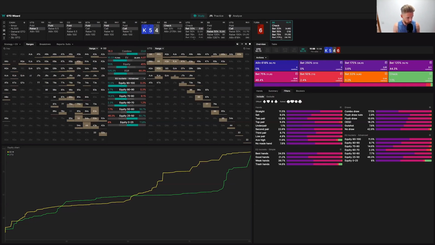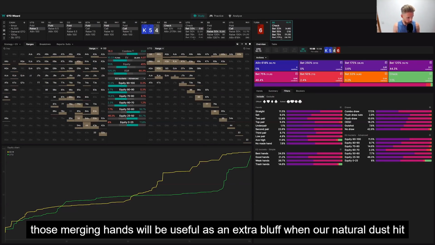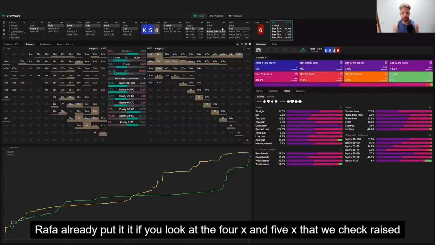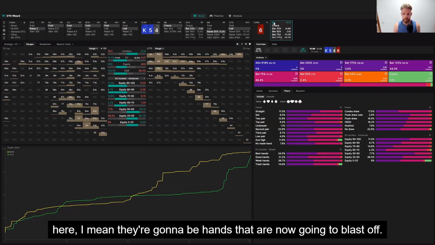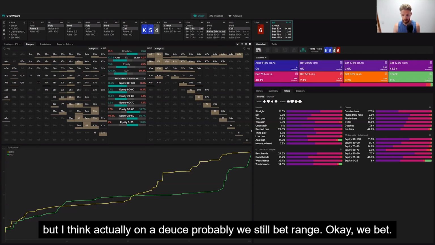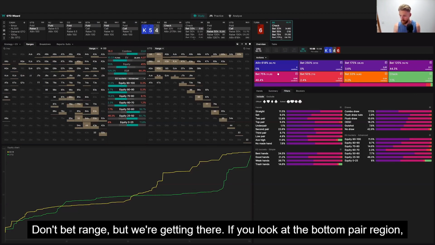Okay, those merging hands will be useful as an extra bluff when our nuts hit on the turn or river. Exactly, Rafa already put it. If you look at the 4x and 5x that we check-raised here, there are going to be hands that are now going to blast off. Obviously on a 6, it's a bit different, but I think actually on a deuce we still bet range. Okay, we don't bet range, but we're getting there.